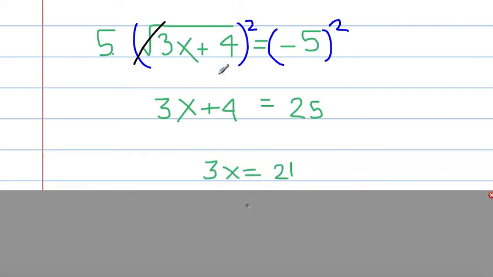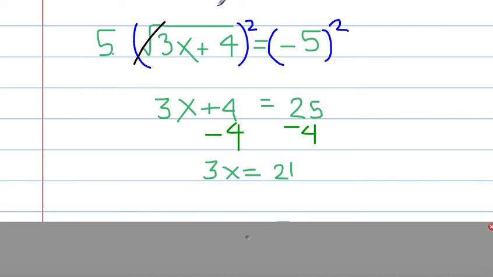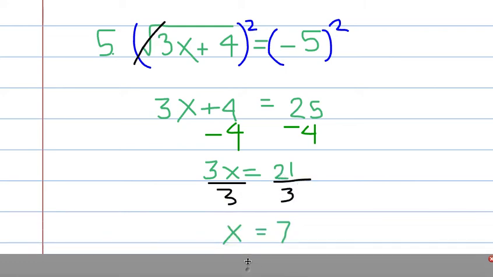And then we're just simply going to subtract 4 from both sides. 3x is equal to 21, and we'll divide by 3, which will give us x is equal to 7.